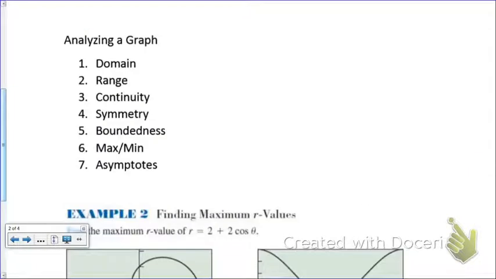All right, for the next part, we're going to talk about what it means to analyze a graph. So we have 7 things that we look at when we're analyzing the graph. The first one is the domain, and that's the set of all x values. And then the range is all the y values.